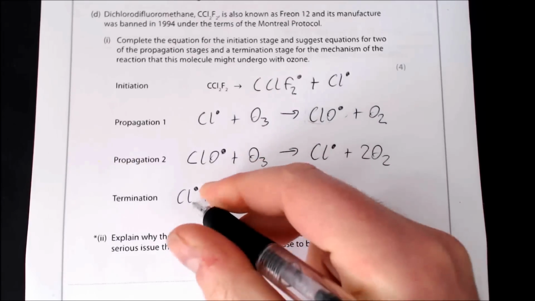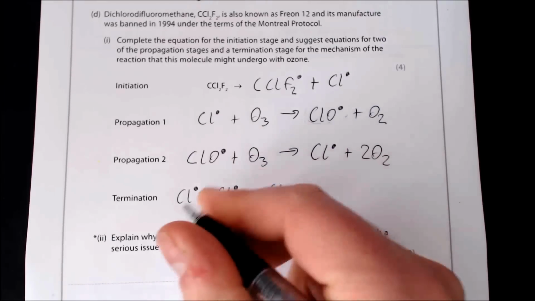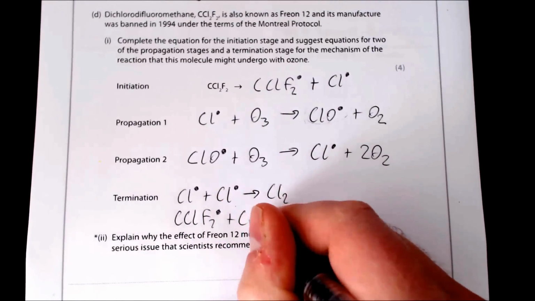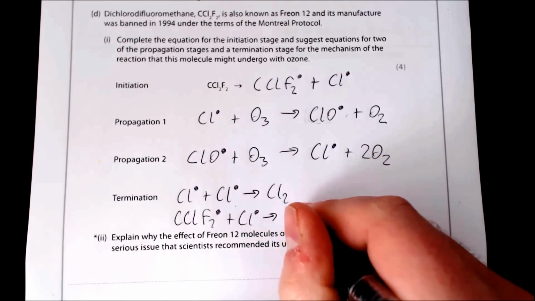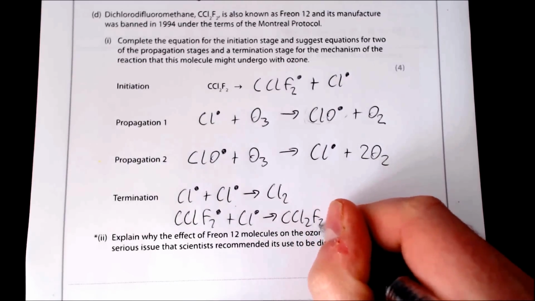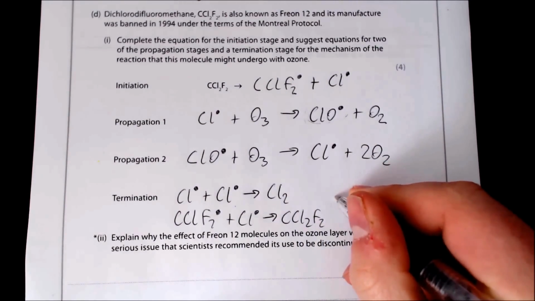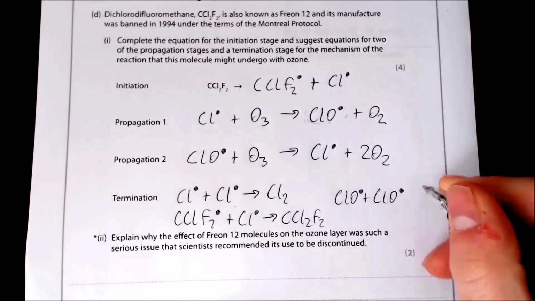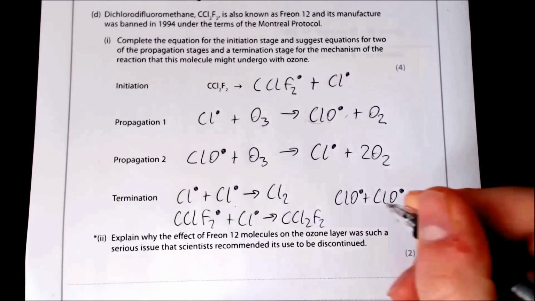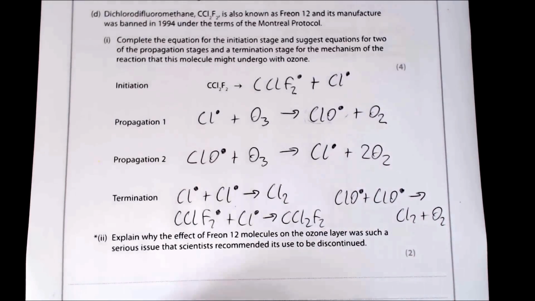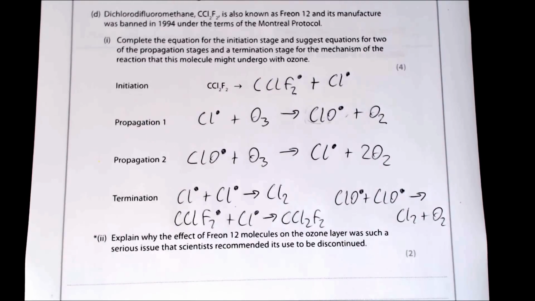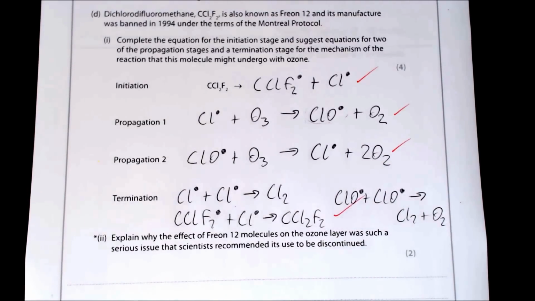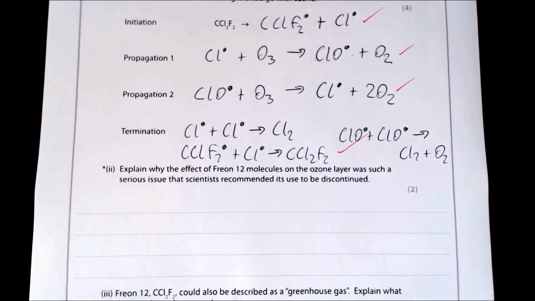So you can have 2 chlorine radicals, and that will obviously form chlorine gas. You can have CClF2 dot reacting with the chlorine radical, and that will form CCl2F2. You could also have another one where you have your ClO dot reacting with another ClO dot, and that will produce chlorine gas plus oxygen. So anything like that will do. And you get 4 marks for this question, so it's not too bad. You get 1 for this, 1 for that, 1 for that, and 1 for any one of them termination products. You only need 1 of them. Okay, right. So on to the next section.